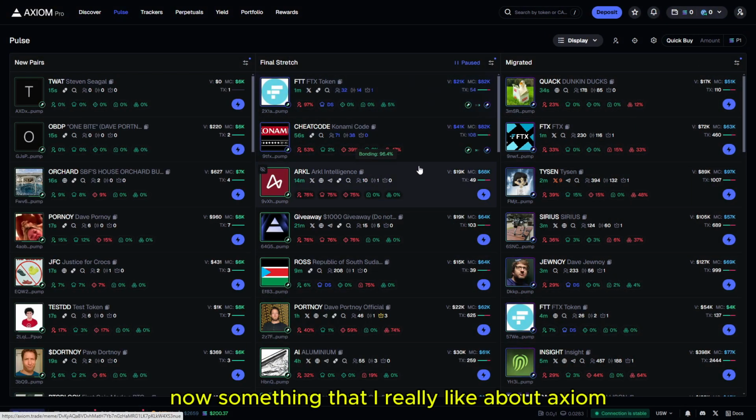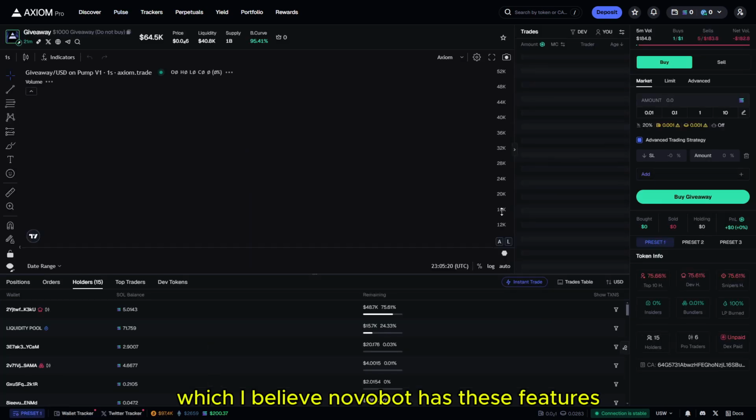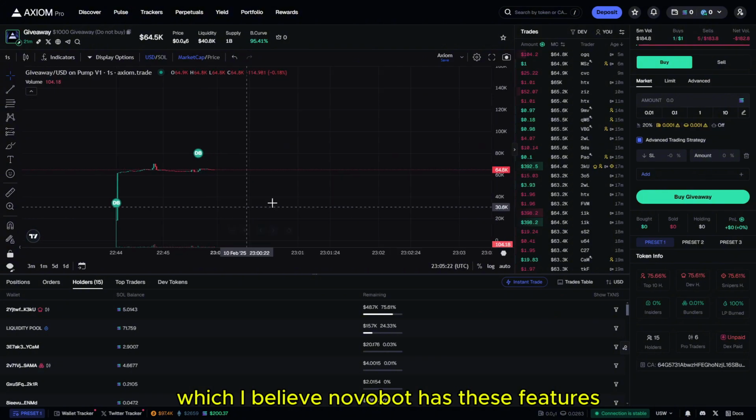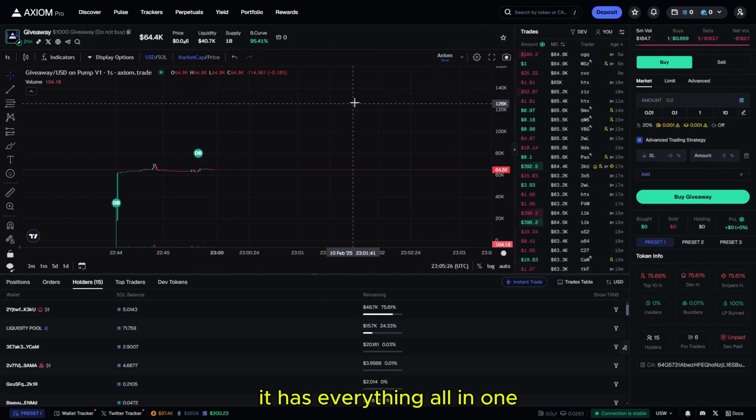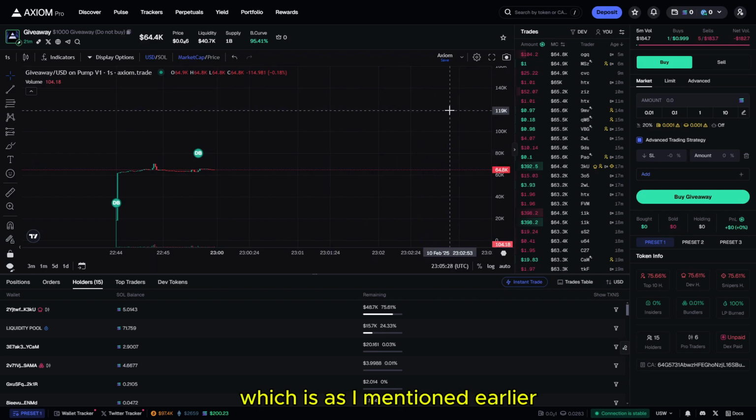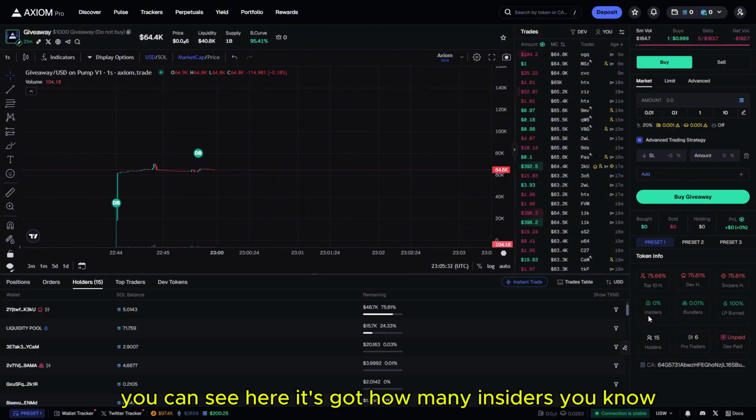Something that I really like about Axiom, which I believe NovaBot has these features, but this is the whole package. It has everything all in one, which, as I mentioned earlier, is a huge game changer. You can see here it's got how many insiders, the top 10 holders.